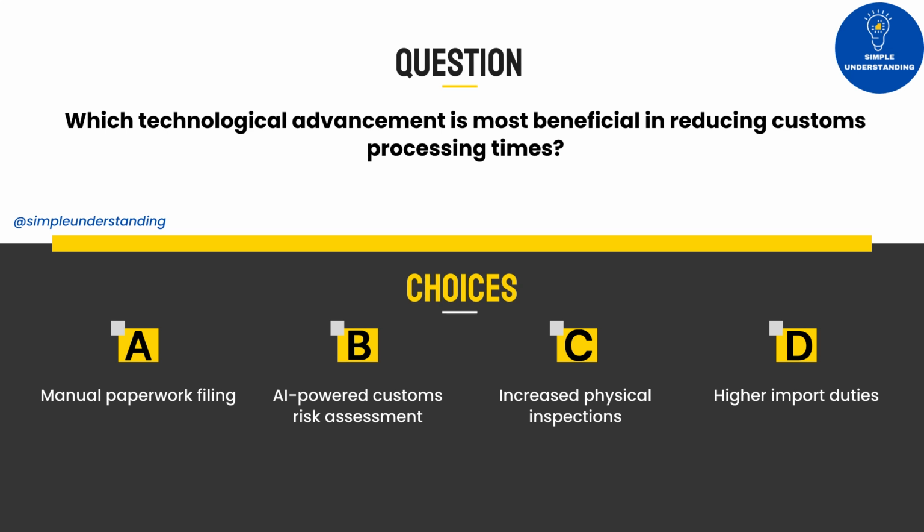9. Which technological advancement is most beneficial in reducing customs processing times? A. Manual paperwork filing. B. AI-powered customs risk assessment. C. Increased physical inspections. D. Higher import duties.